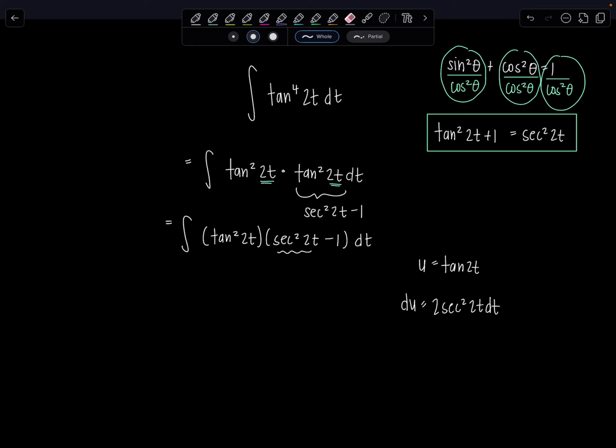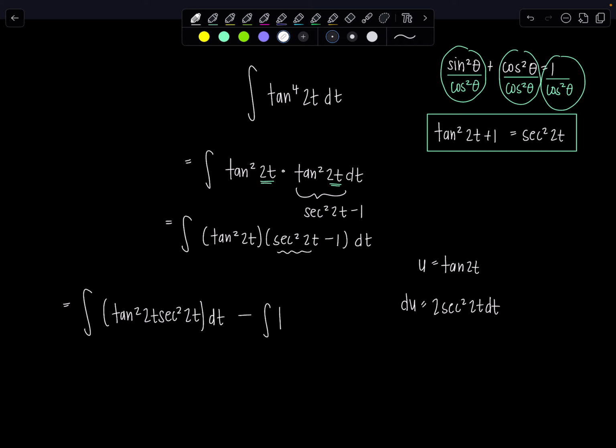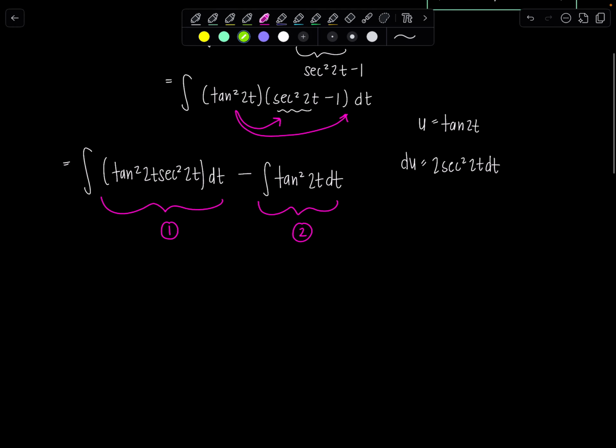Okay, this is looking good. The only issue, do you see an issue, is this minus 1, right? And that's not matching exactly what I have for du here. So what we're going to do is actually distribute the tangent squared 2t. We'll break this into two integrals, one of which this u-sub will work beautifully for. The other one we'll deal with. So this is the integral of tan squared 2t secant squared 2t dt minus the integral of tan squared 2t dt. Are we all right? I just distributed. So we'll call this integral 1, and this is integral 2. Let's knock them out one at a time.